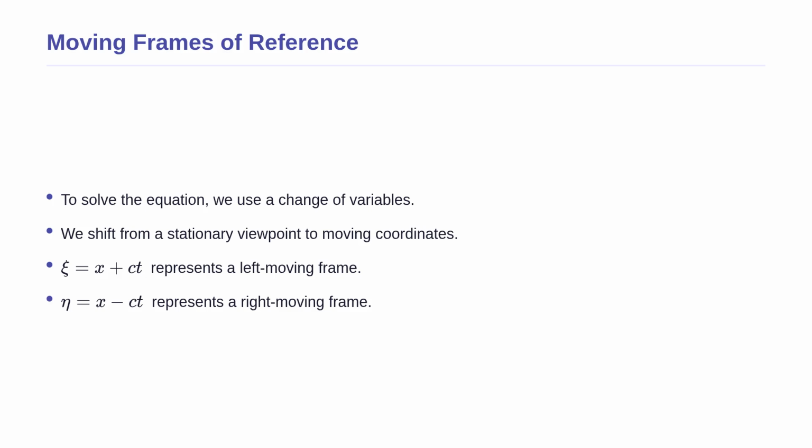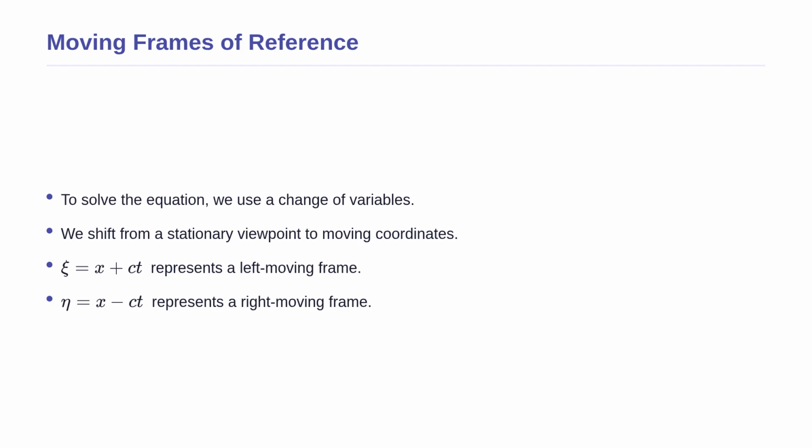With our formula established, we need a way to solve it. To find a general solution to this complex equation, we use a clever mathematical trick called a change of variables. Instead of looking at the wave from a stationary point on the ground, we imagine running alongside the wave. We define two new moving coordinates that travel along with the wave's natural speed.